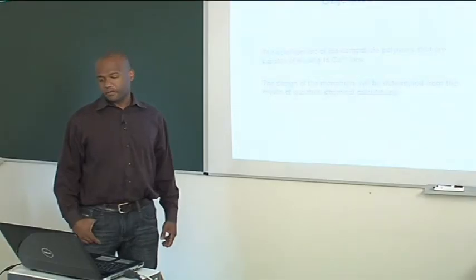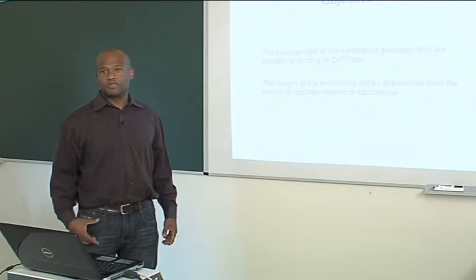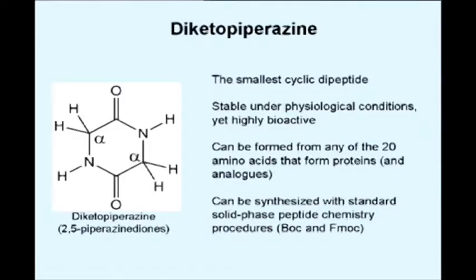Our objective is to develop biocompatible polymers that are capable of binding to calcium ions, and the design of monomers will be determined from the results of quantum chemical calculations. So we start with the diketopiperazine structure. It's the smallest cyclic dipeptide. It's stable under physiological conditions and yet is highly bioactive.